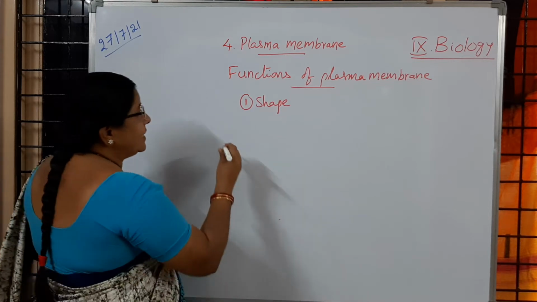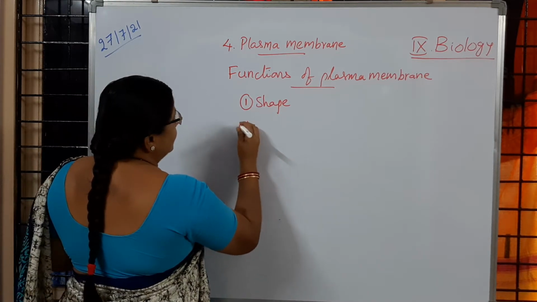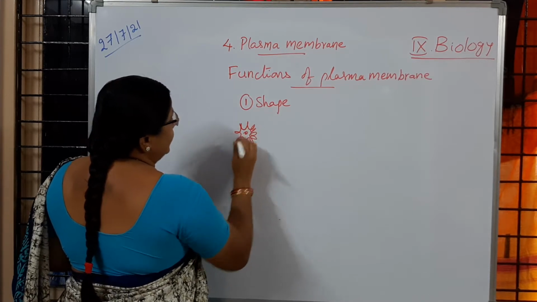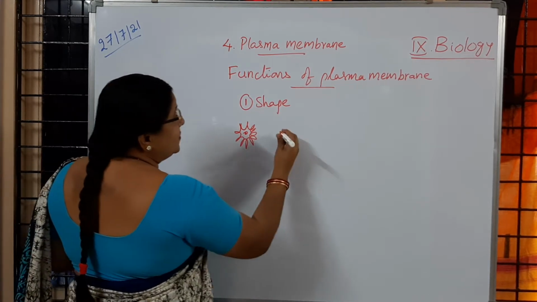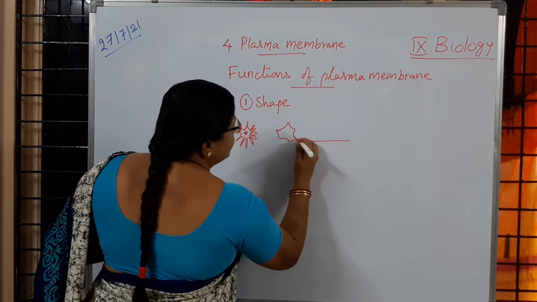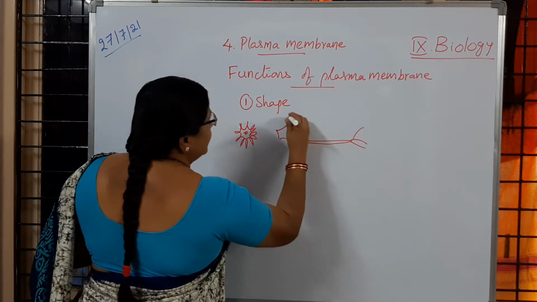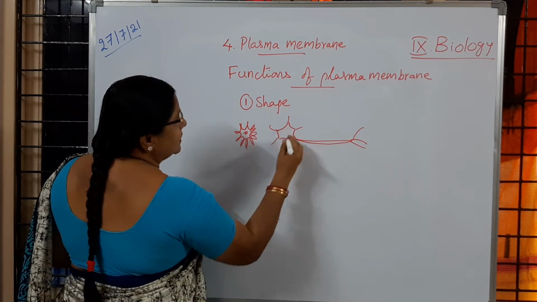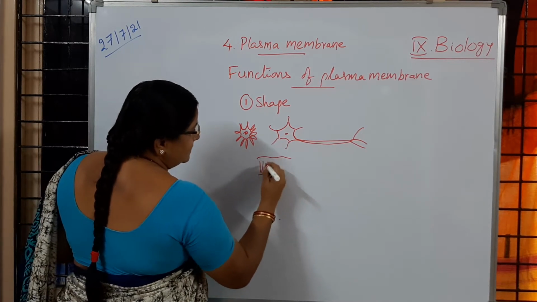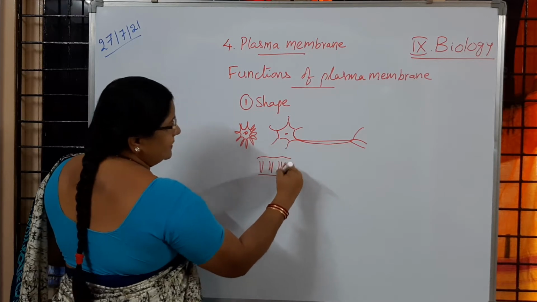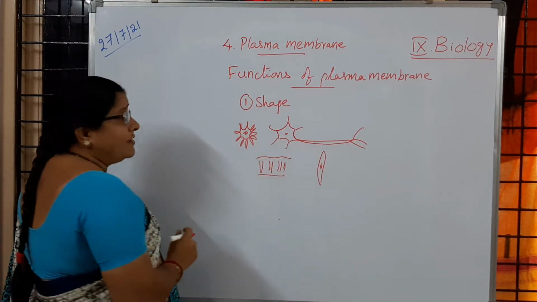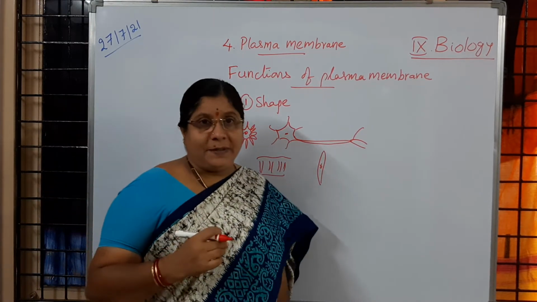For example, if you take a bone cell, how will it be? It looks like this. Is it clear to you? Suppose you take a nerve cell, it looks like this. Is it clear to you? Then muscle cells, if we take, we can observe like this. Then a smooth muscle cell, if we take, no cell in our body has the same shape.